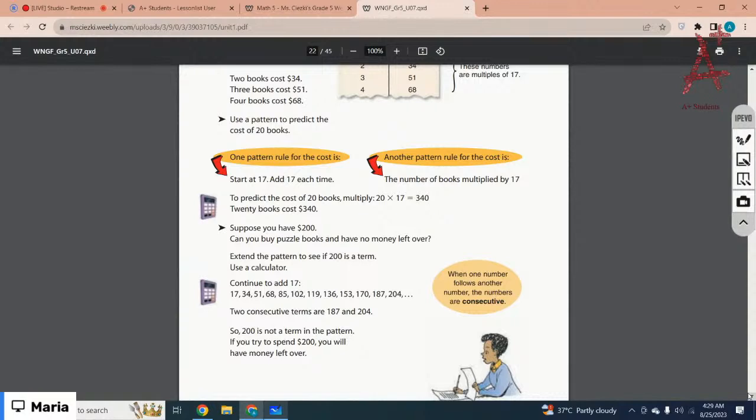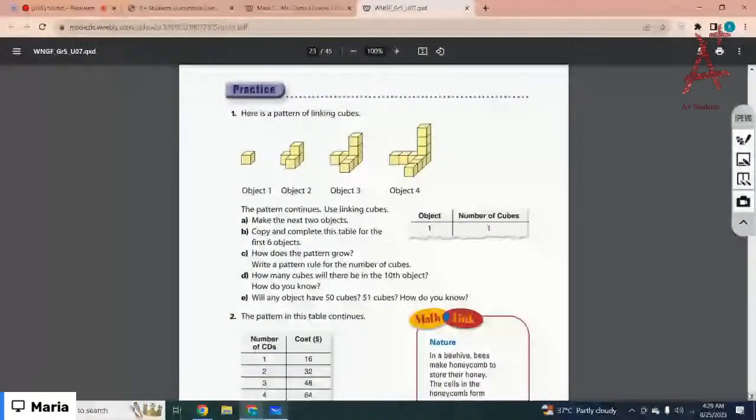Okay, here is a pattern of linking cubes. The pattern continues. Use linking cubes to make the next two objects, and copy and complete the table for the first 6 objects. How does the pattern go? Okay, let's see how the pattern goes, right?